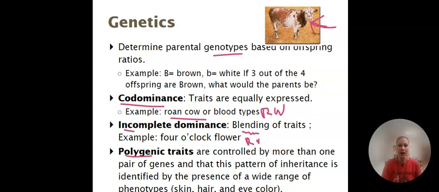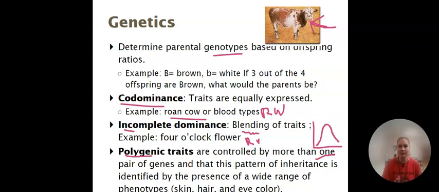And then polygenic traits. Poly meaning many, genic referring to gene. So a polygenic trait is a trait that's controlled by more than one pair of genes. Polygenic traits are quite common among humans. So height, hair color, eye color, skin color, all of these are polygenic.